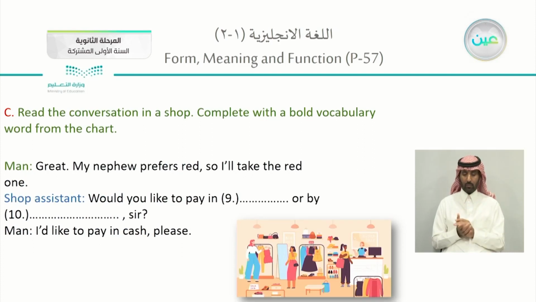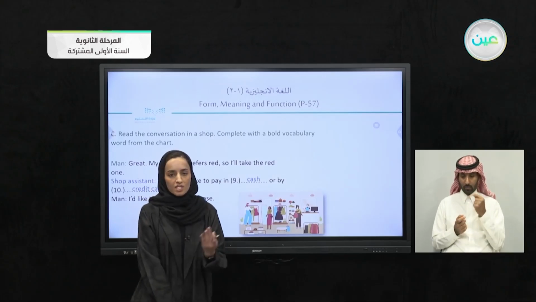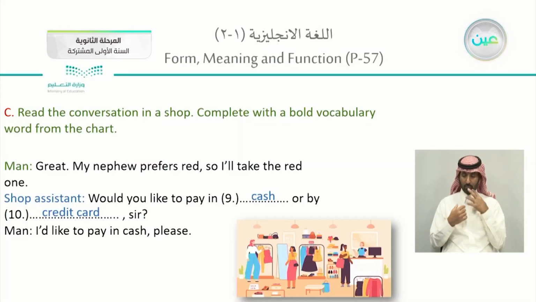Let's continue in here. The man said, great, my nephew prefers red, so I will take the red one. Would you like to pay in cash or by credit card? The man would say, I'd like to pay cash, please. So in here, it's about the idea of preference, whether it's a size or it's an item.